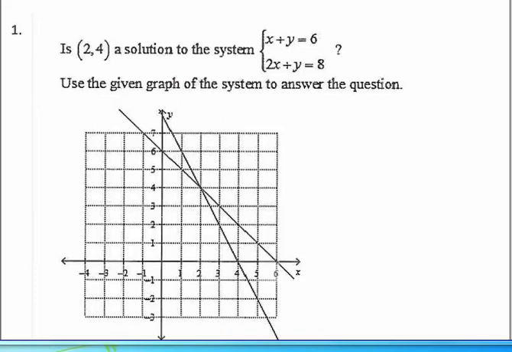Alright, so is 2 comma 4 a solution to this system? Well, what we do is we use the graph. Is the place where the lines intersect 2 comma 4? Well, let's see, we go over to 2 and we go up 4 and we see, lo and behold, yes, it is. So yes, it's a solution to the system.